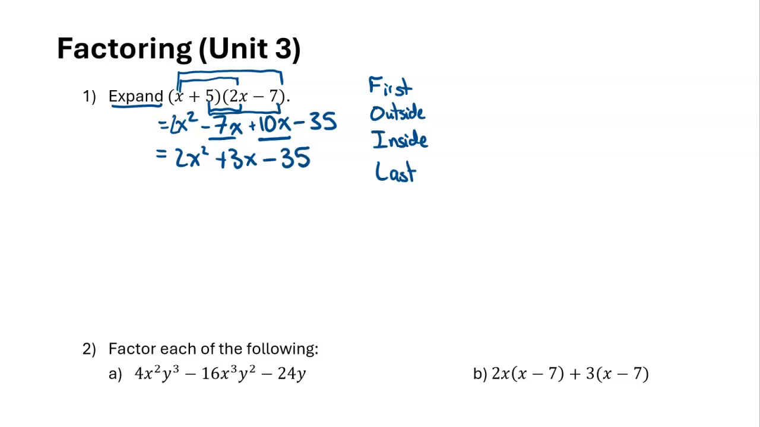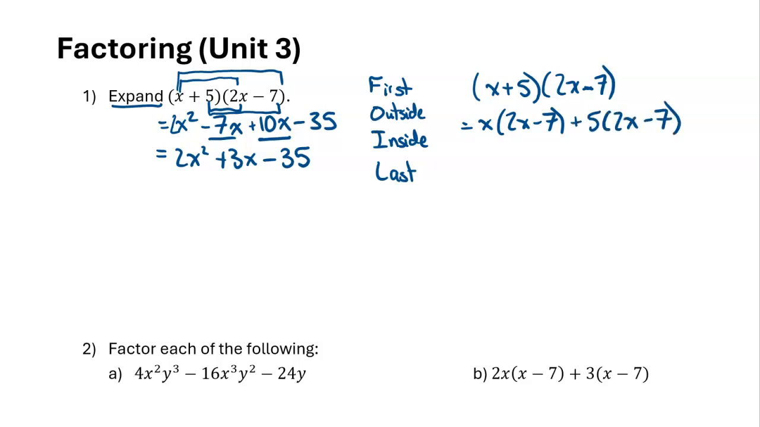Now, I want to show you that FOIL isn't the only way to do this. The whole idea is that we're multiplying every term in the first set of brackets by every term in the second set of brackets. So one way to do that is I could take the x in the first set of brackets and multiply it by the 2x minus 7. And I could take the 5 in the first set of brackets and also multiply it by the second brackets, 2x minus 7. Now we're going to use the distributive property to multiply x times 2x and x times negative 7. That gives us 2x squared minus 7x.